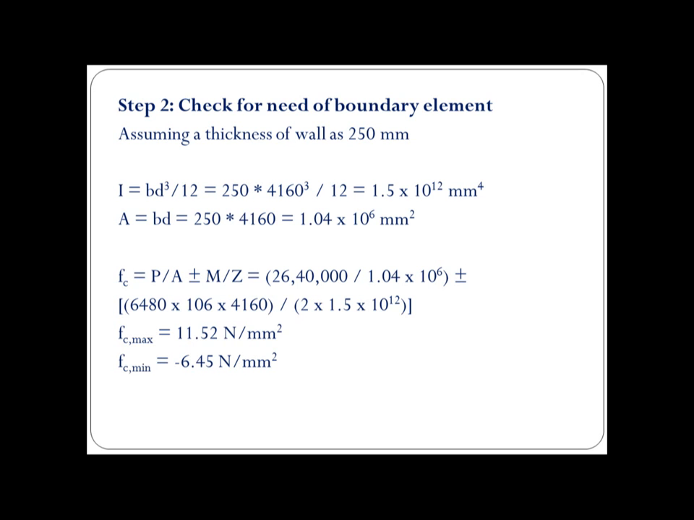Bending tensile stress, bending stresses given by P by A upon M by Z, and so we result in the maximum as 11.52 Newton per mm square and minimum as minus 6.45 Newton per mm square.